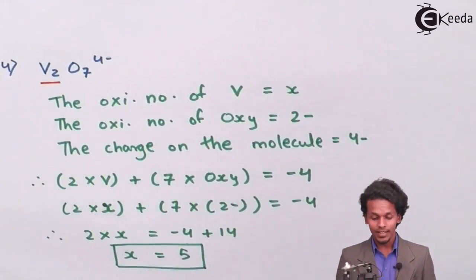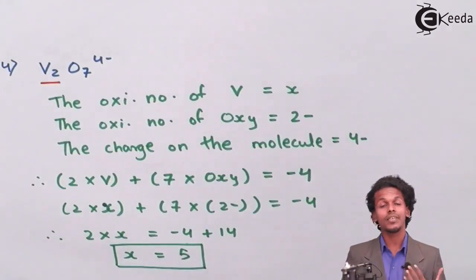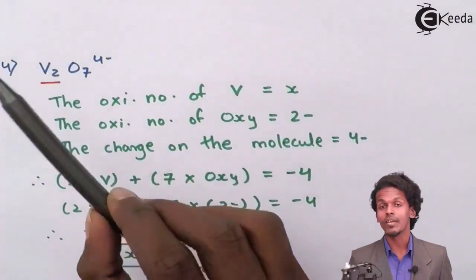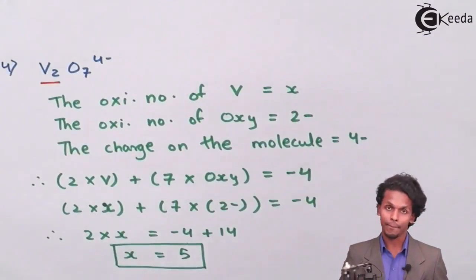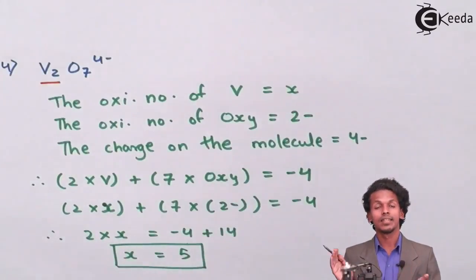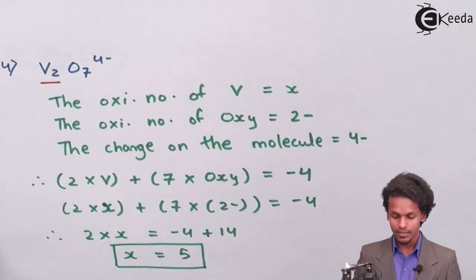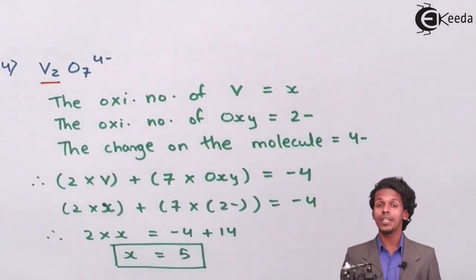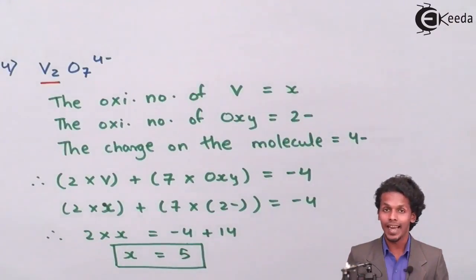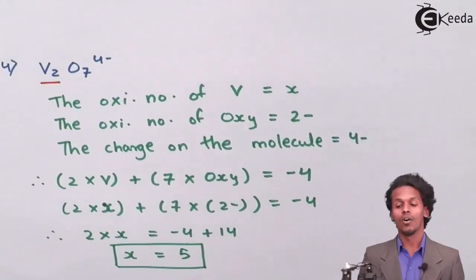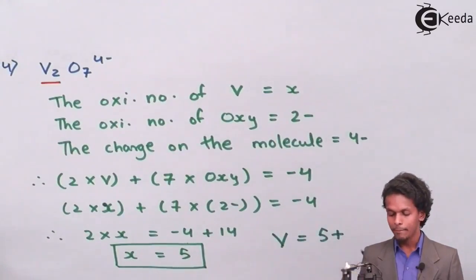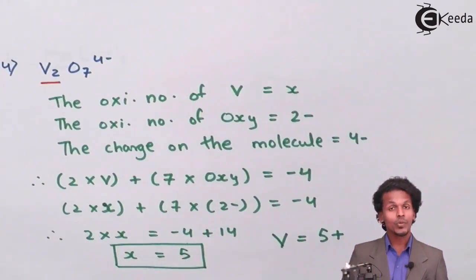While mentioning vanadium, we have not mentioned the oxidation number of V2, we have mentioned the oxidation number of V. So in spite of having the underlying species as V2, we should find the oxidation number as a single atom. So in this case, the oxidation number of vanadium is 5 plus. So moving towards the next one.